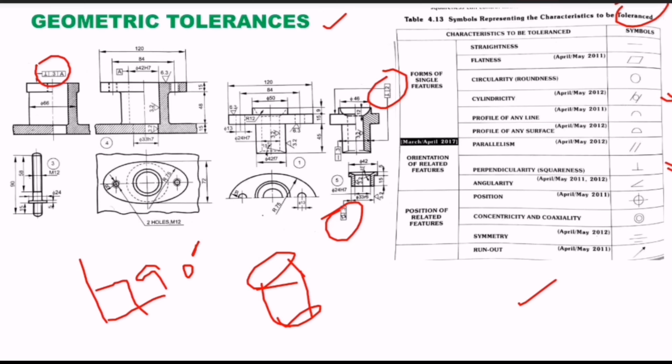All the symbols are very important for the exam point of view of production drawing. Every mechanical engineer or production engineer should know these symbols. Tolerance symbols are very important to indicate in the drawing sheet.